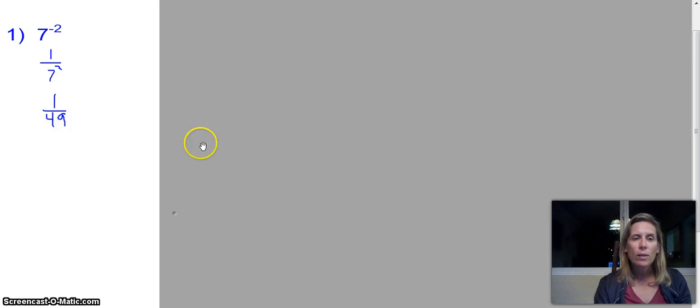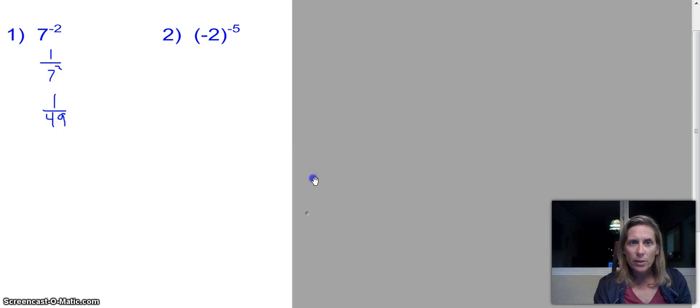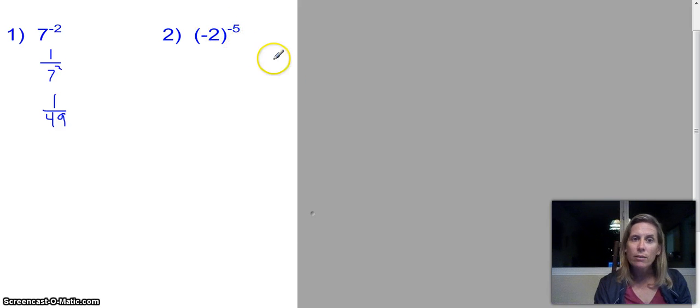Good. So 1 over 49. Example 2. The quantity negative 2, the entire quantity in parentheses, to the negative 5th. Well, let's just start with this negative 5 exponent. The negative would cause the entire quantity negative 2 to go to the inverse location, right? So we go to the denominator, where we now lose the negative in the exponent because we've moved it, right? So it's down below. Good.